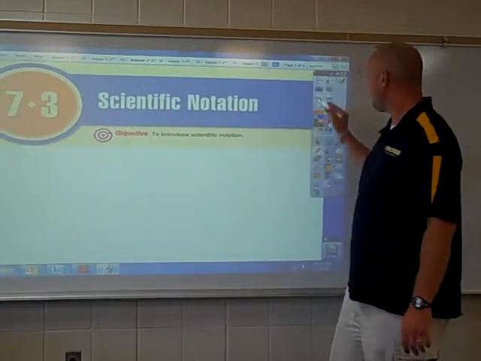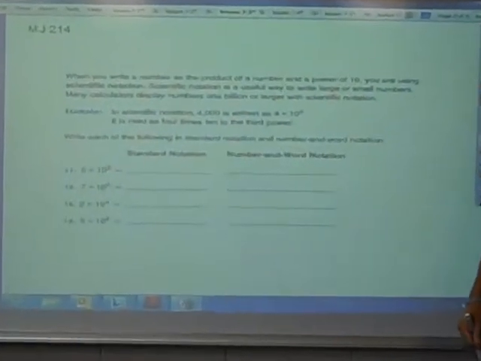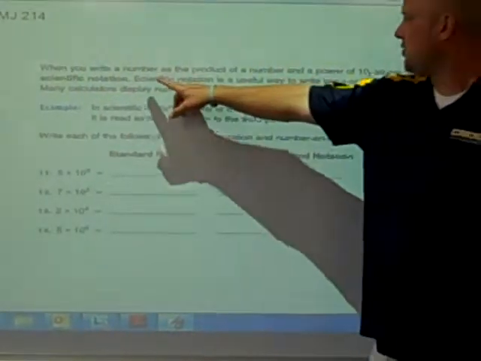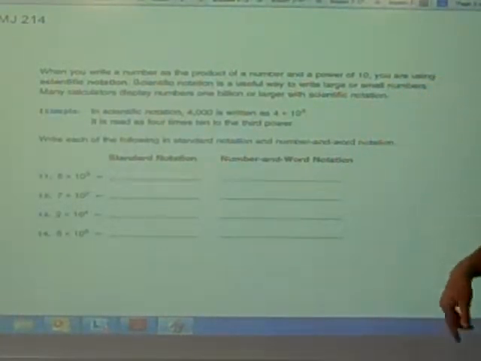7.3, we'll look at scientific notation. So it's a different way to write something. We looked at the exponential notation, now here's scientific notation. You can write a number as a product of a number and a power of 10. Then you are using scientific notation.